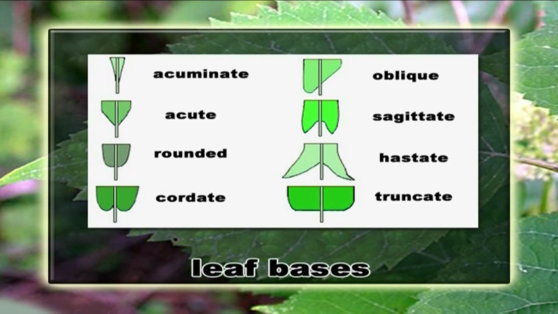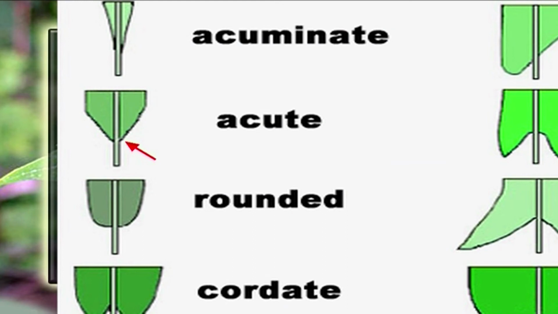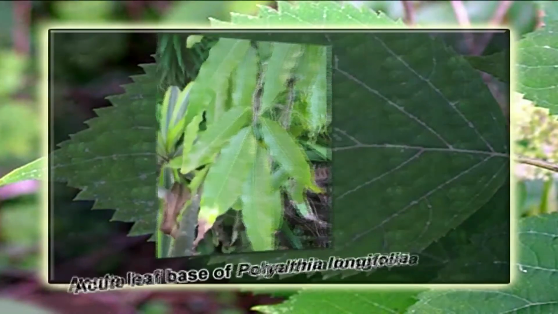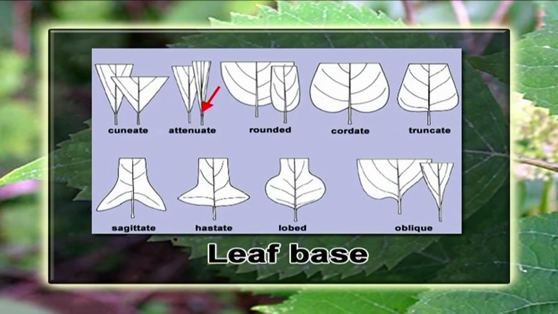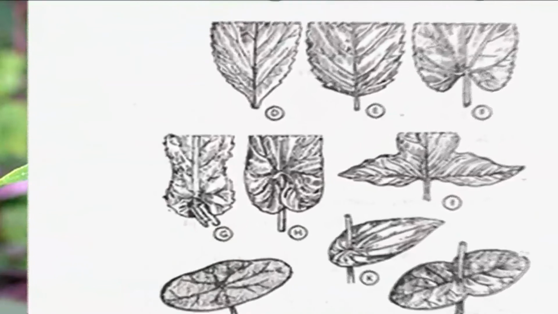Now leaf base. Like apex, the structure of leaf base is also of diverse type. Some common types are acute. Margins meet the petiole at a sharp angle without forming a tapering structure. For example, Polyalthea longifolia. Attenuate, leaf tissue tapers down the petiole towards the base to a narrow base, always having some fleshy leaf on either side of the petiole, for example in Mangifera indica.